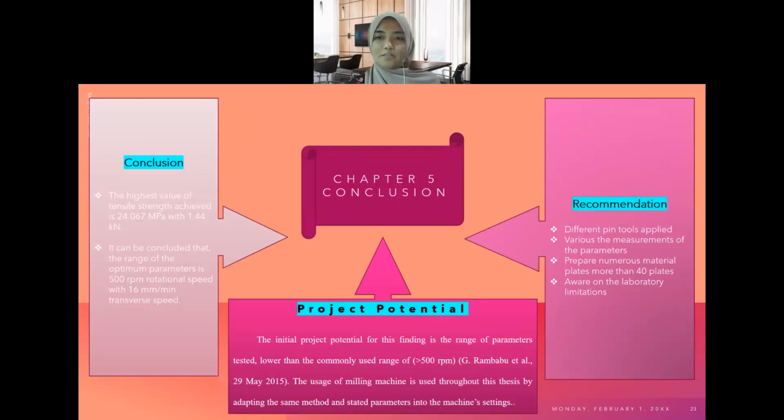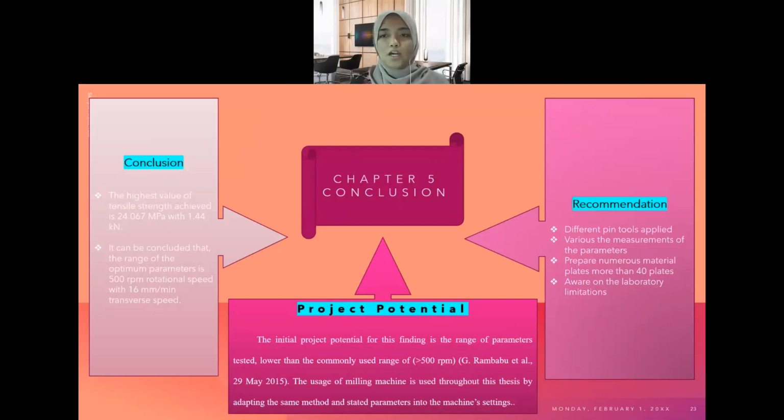Next is to prepare numerous material plates, more than 40 plates. Even though you are doing only 4 trials or 8 trials, which is a small amount, I will always suggest that you use numerous material plates, because many problems will be encountered during the process.